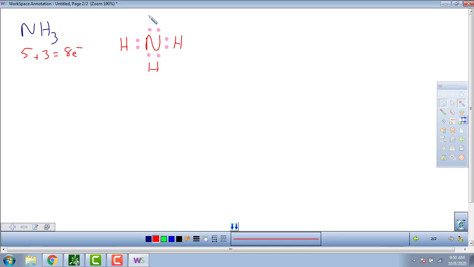This right here is called an unshared pair. Now, the unshared pair is pretty significant. We'll see why later. An unshared pair is a pair that's not shared. Now, usually if we have an unshared pair like this, we'll draw it. And we'll see when to draw the unshared pairs and when not to later. But there's ammonia.